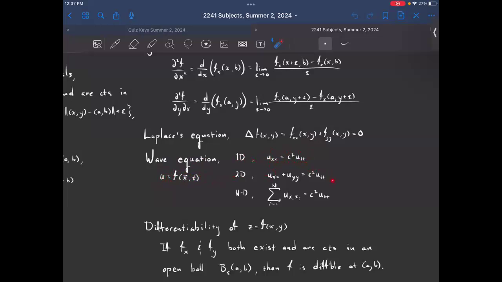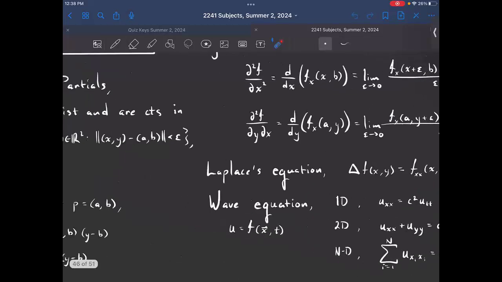Sometimes in applications, you see the two-dimensional version. If you're doing physics, sometimes you see the three-dimensional version. And then in mathematics, people will often deal with the n-dimensional version of the wave equation because they like to be as general as possible.